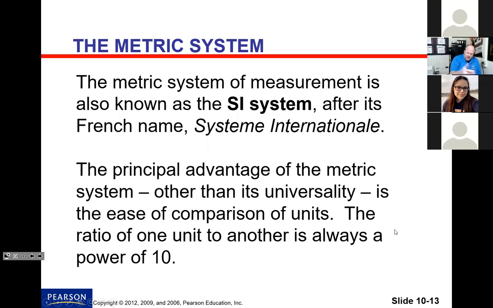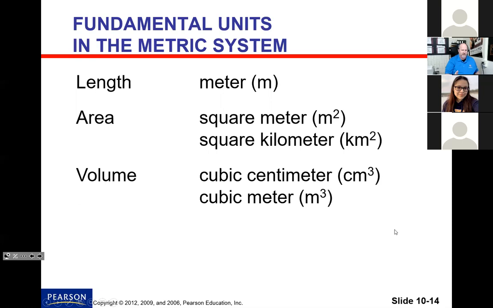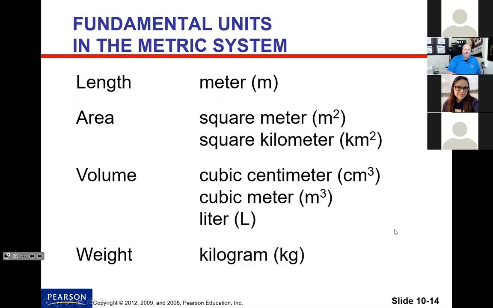We have length, area, volume, or weight. Instead of inches, yards, square feet or square yards, or cubic inches or cubic feet or ounces and all that stuff, in the metric system we have meters, meters squared, kilometers squared. Volume is centimeters cubed, meters cubed, liters. Weight is kilograms or grams.